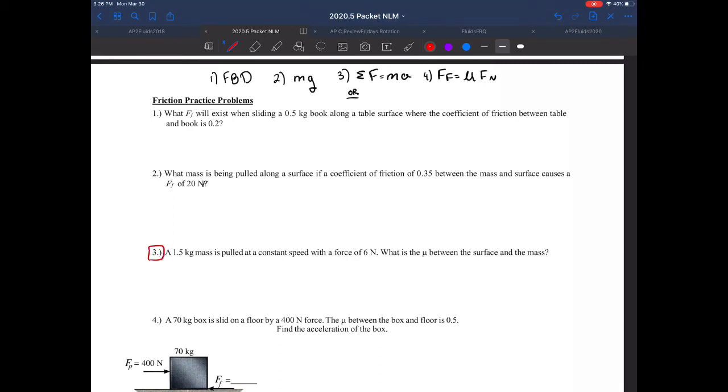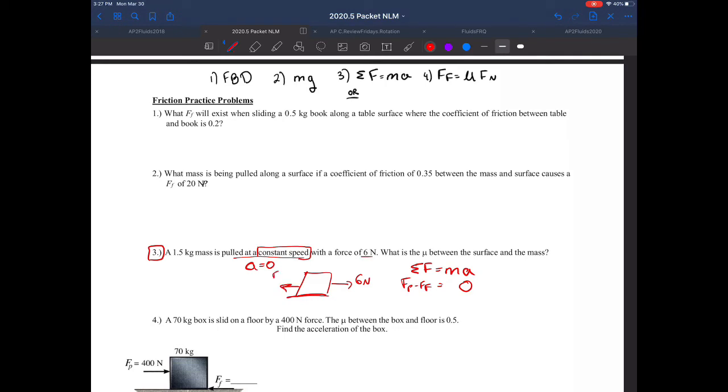It wants to know, a 1.5 kilogram mass is pulled at a constant speed with a force of 6. What's the mu? So here we have an object and it's being pulled along a surface with a constant speed. You're pulling it with a force of 6 newtons. Well, constant speed. What acceleration does an object with constant speed have? 0. So then how much friction force acts against that object? Well, if the sum of the forces equals ma, and a is 0, then our two forces, F pull and FF, must be balanced.